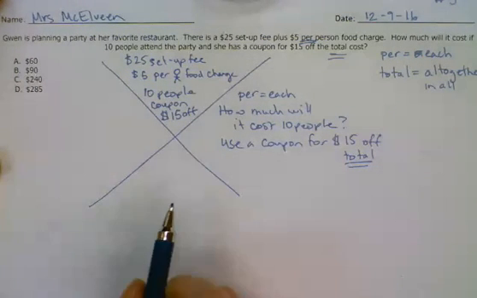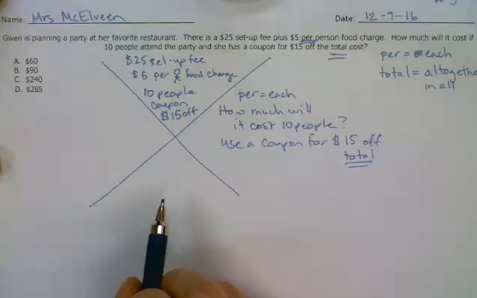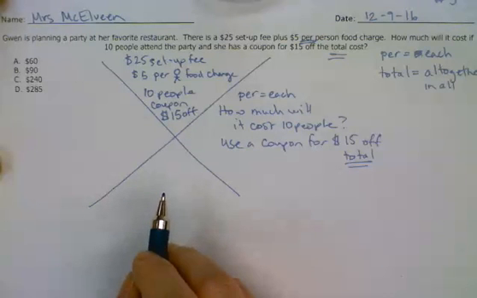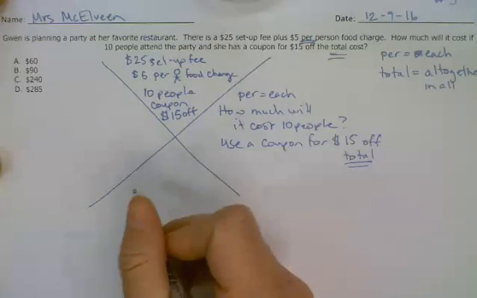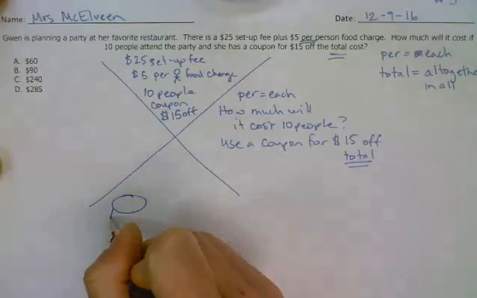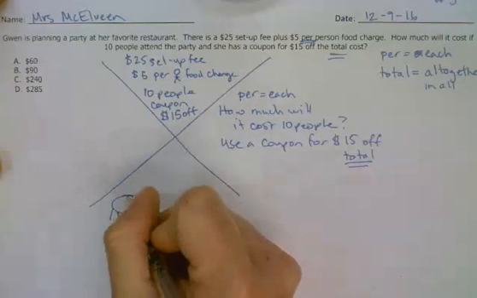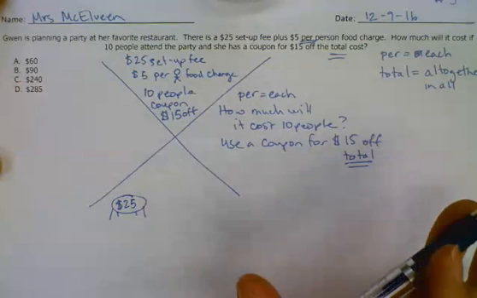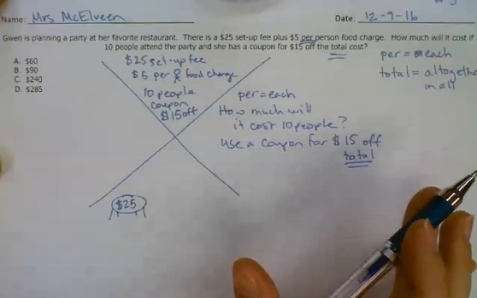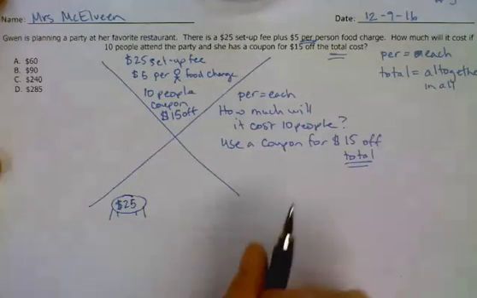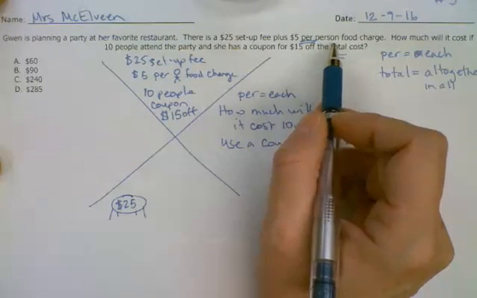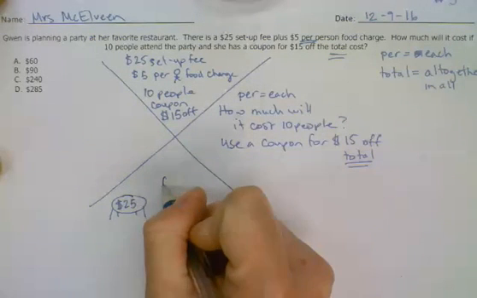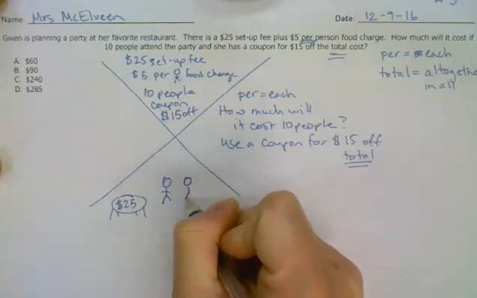Now this is a good story because I have been to parties at restaurants before. I know what this is like, and I know that they can end up being kind of expensive. So Gwen's party at the restaurant, I'm going to draw a table. There's a $25 setup fee. So she has to pay $25 just to set up. So maybe that means to bring in balloons or whatever she wants for the party. And then $5 per person food charge. She's got 10 people coming, so she has 10 friends or family members, whoever is coming to this party.